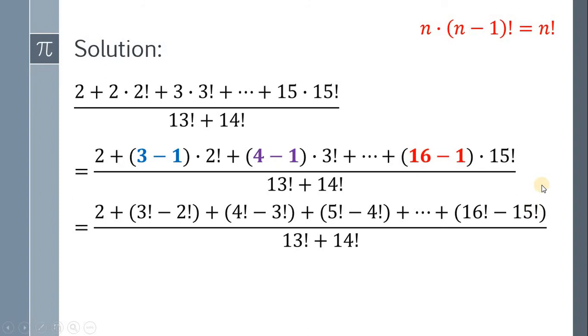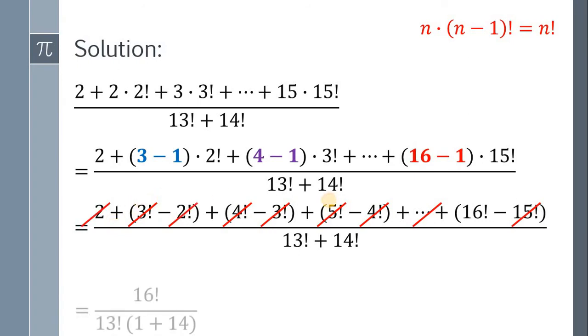Now, at this point, we can cancel out positive 3 factorial and negative 3 factorial. Next, we can cancel also 4 factorial and negative 4 factorial, and so on and so forth. 5 factorial to 5 factorial right here, and so on and so forth until we cancel out 15 factorial and positive 15 factorial before 16 factorial. This is what we call a telescoping sum. Now, don't forget that 2 factorial is simply 2. Therefore, we can also cancel out 2 and 2 factorial.